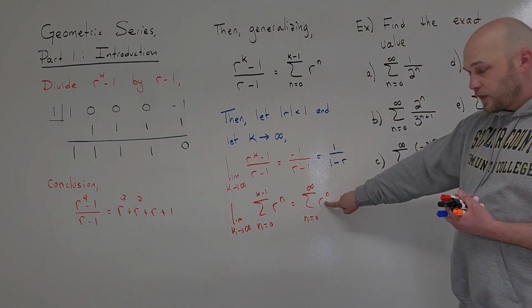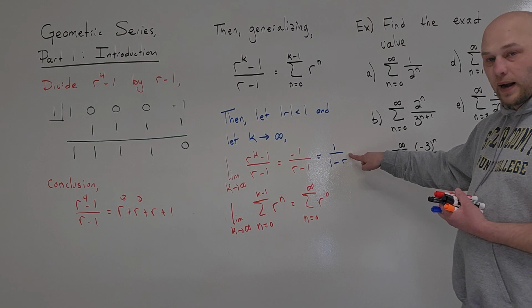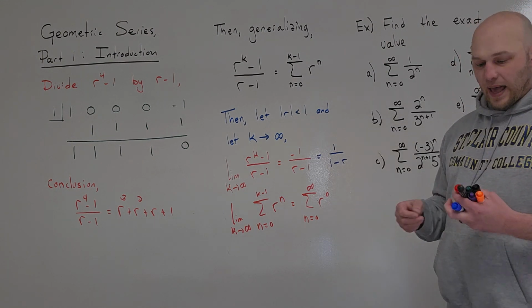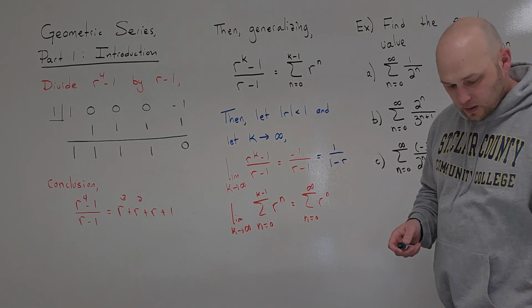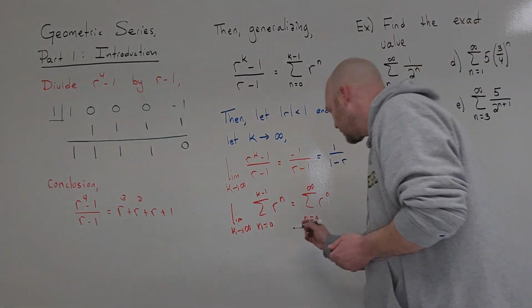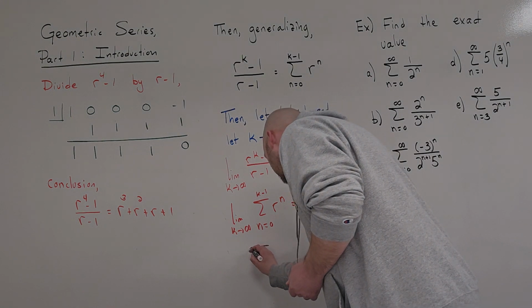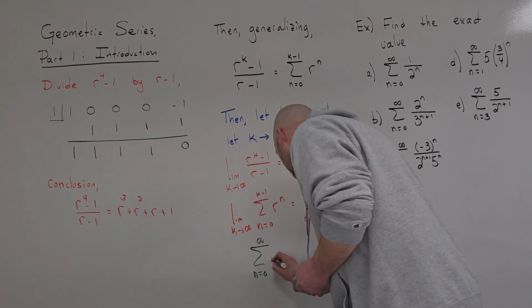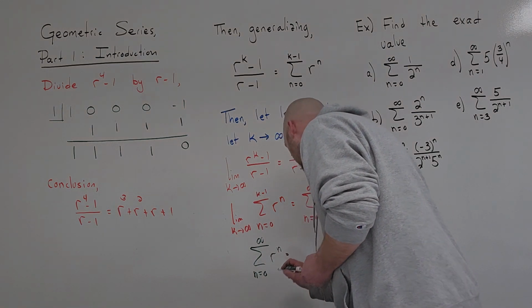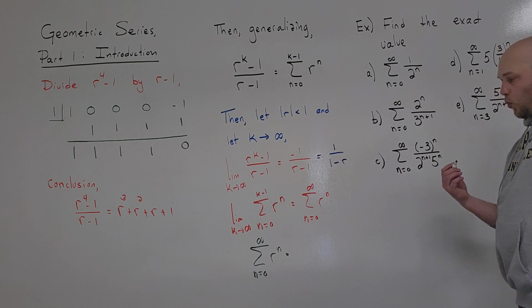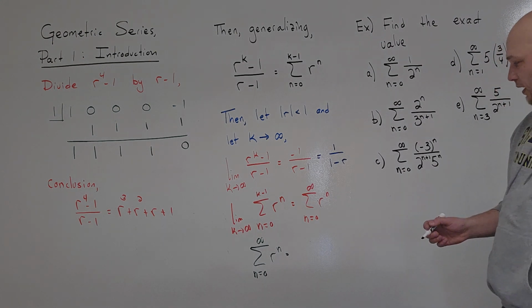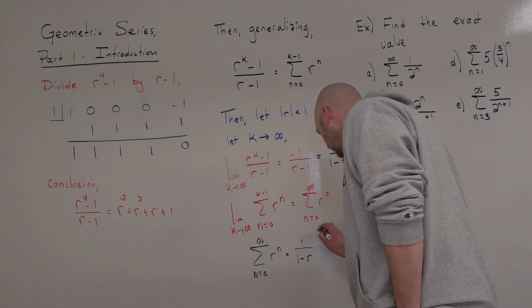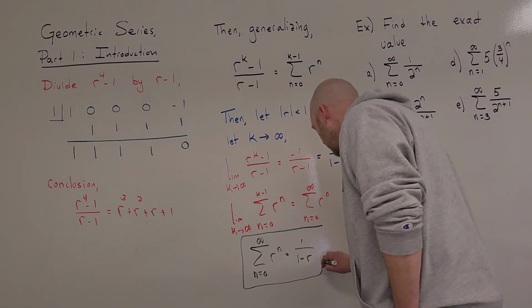Therefore, this infinite series is equal to 1 over 1 minus r, again, when the magnitude of r is less than 1, when the absolute value of r is less than 1. All right, let's summarize that on the bottom here. This gives me the infinite series of powers of r, so 1 plus r plus r squared plus r cubed, etc., is equal to 1 over 1 minus r. And this is the formula that we will use.